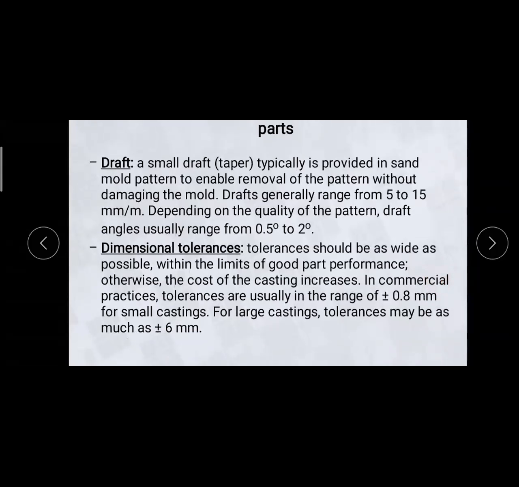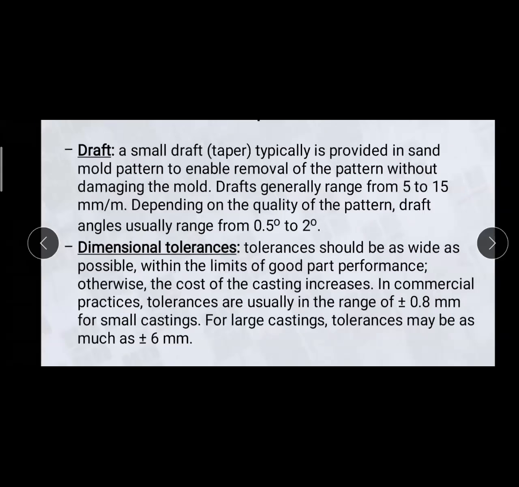Dimension tolerances should be as wide as possible within the limits of good part performance. Otherwise, the cost of the casting increases in commercial practice. Clear? When you want to set the dimension tolerances, shrinkage tolerances, or any other tolerances, how should they be maintained? What type of upper limit and lower limit should be considered? Tolerances should be as wide as possible within the limits of good part performance, otherwise the cost of the casting increases in commercial practice.